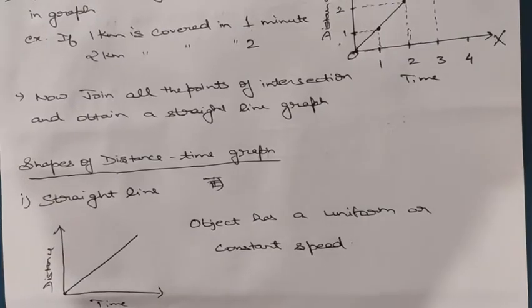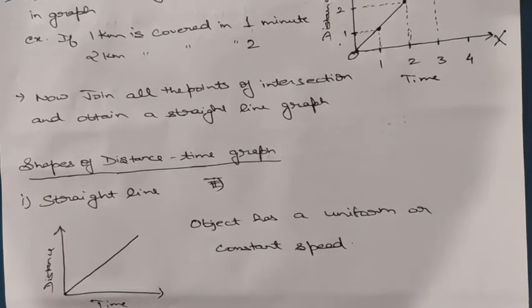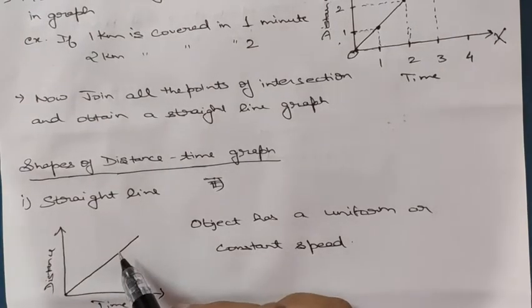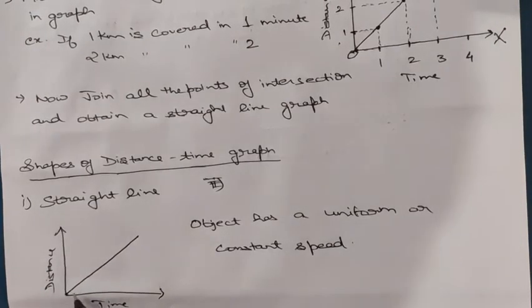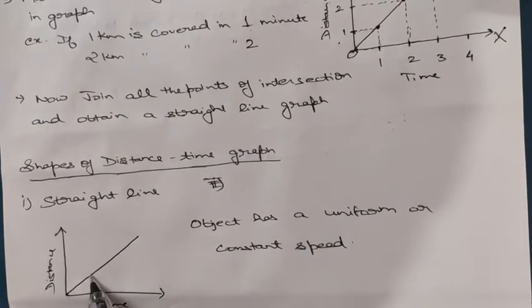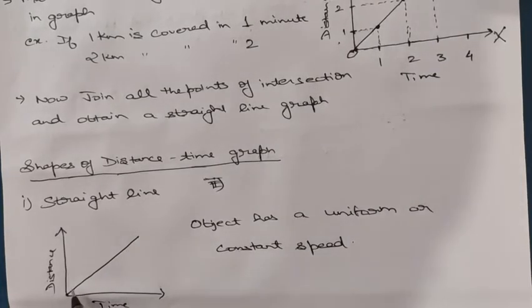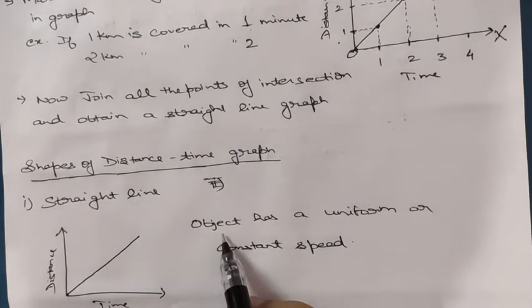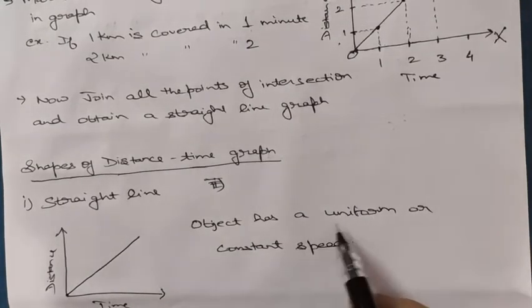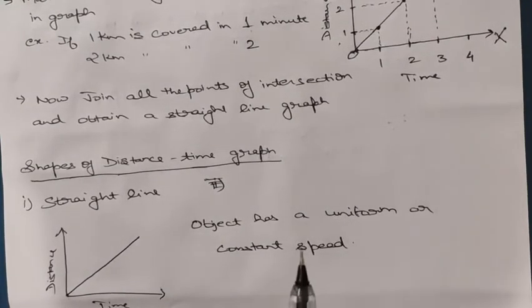So students, now a very important topic comes: shapes of the distance-time graph. We have to study 3. The first one is a straight line. We have just drawn it. So if the distance-time graph is a straight line, what does it show? That the distance is continuously changing with time, but at a constant rate. So this tells us that the object has a uniform or constant speed.